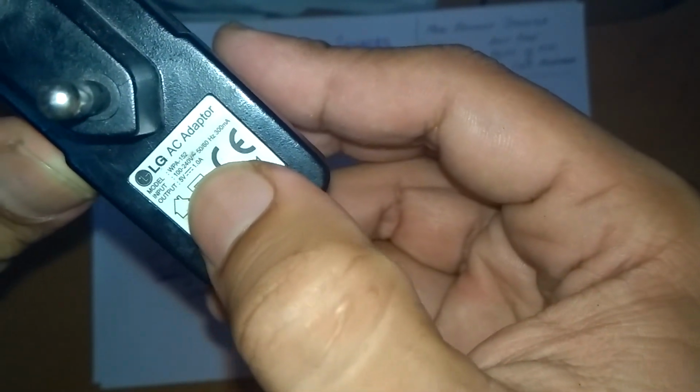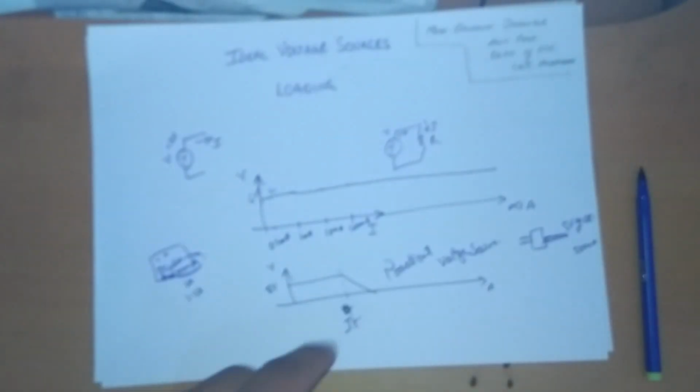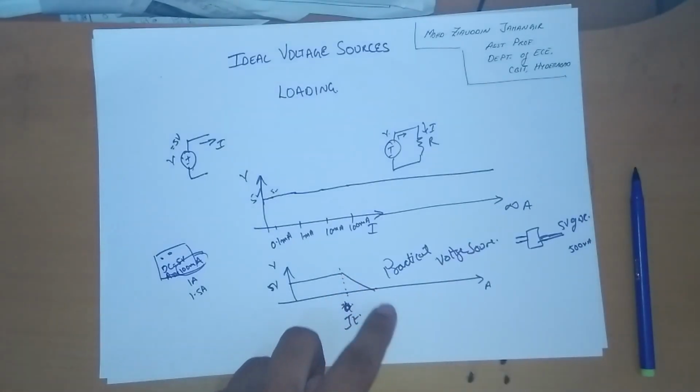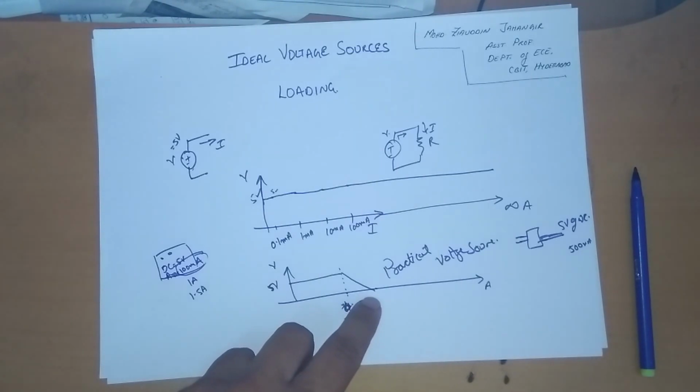That means it can retain a voltage of 5 volts, and if you try to draw a current more than 1 ampere, then the voltage drops. So this process where the voltage drops when you try to draw a current more than the rated one is called loading.